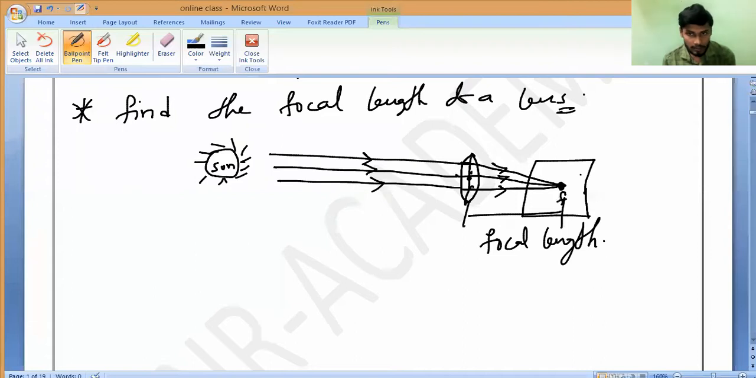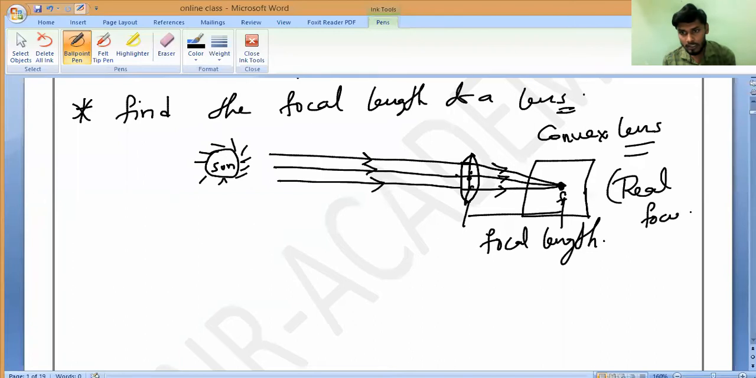Also remember this: yesterday I told you that a convex lens has a real focus or a virtual focus? It has a real focus. Understand? So it is on the positive x coordinate, the positive x side.